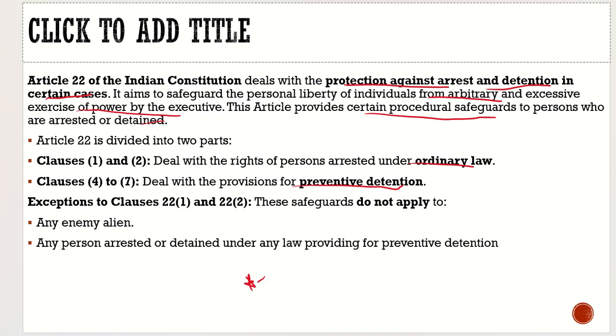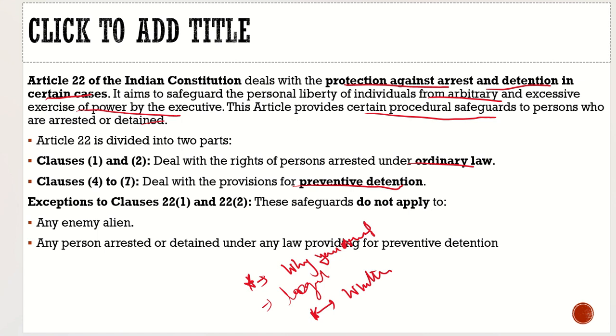Once you are arrested, you should be told why you are arrested. This right is given to you by Article 22. If you want legal aid, it should be provided to you of your own choice. No authority can deny this to you. You should be told why you are arrested, and it should be told in written form, so that you can give it to your lawyer, and he will look into the matter, why you are arrested and what can be the solution to that.